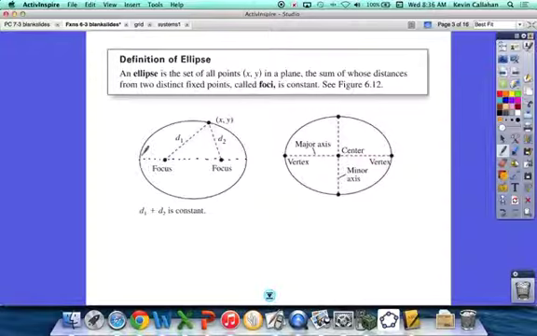For an ellipse, there's one other thing on this graph you've got to look at. The ellipse has two vertices, right? The vertices are where the major axis intersects with the ellipse. Vertex and vertex. So parabola had one vertex and one focus. Ellipse has two vertices and two foci.